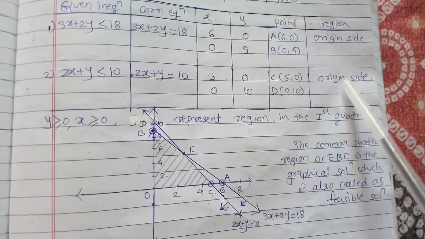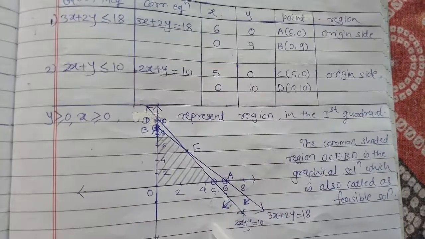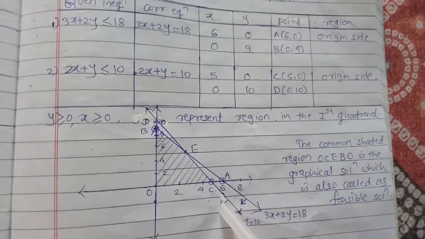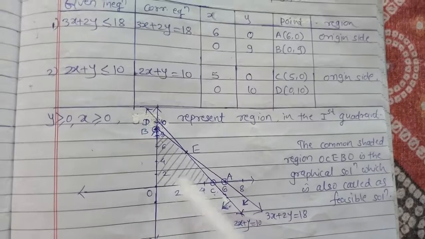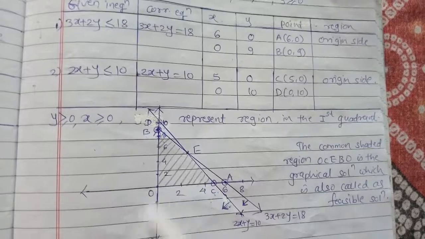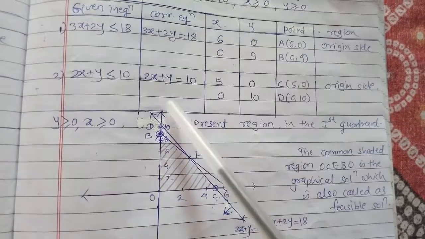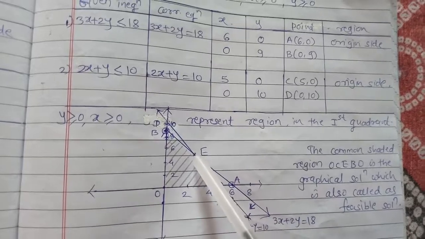Since both the lines show the inequality, we have to draw the arrows on the origin side. See, the origin side is on this side for this line, and for this line we also draw the arrows on the origin side. But see in this example, these two lines intersect each other, and the point of intersection is A.